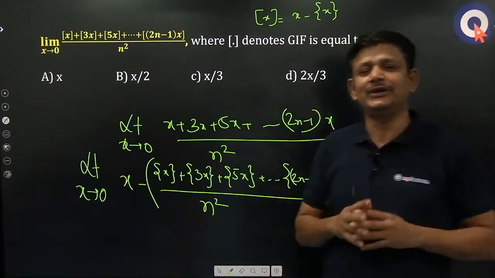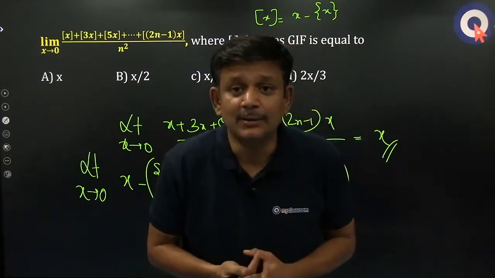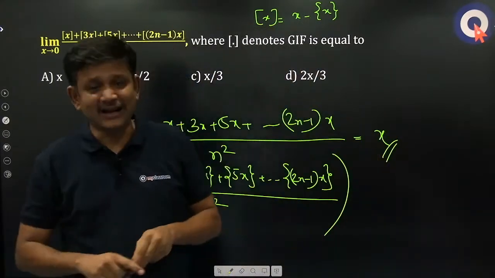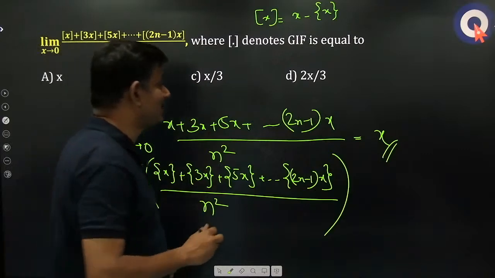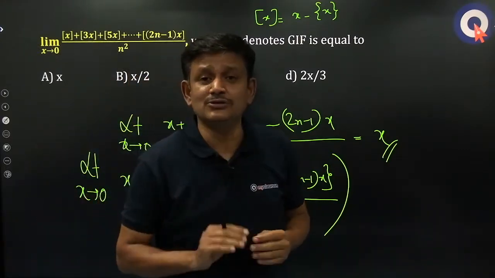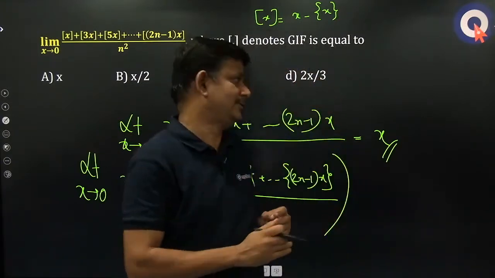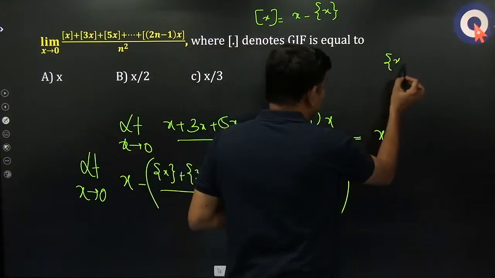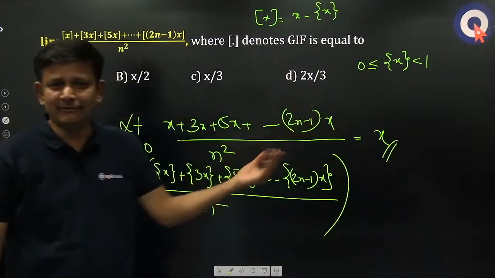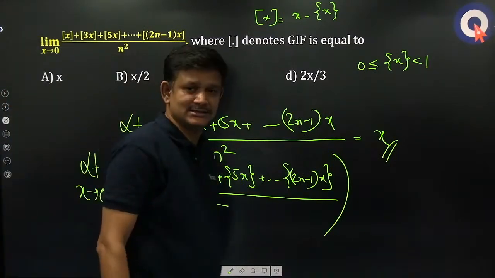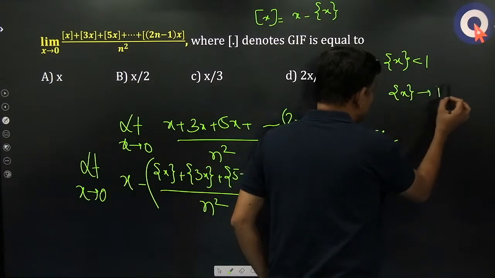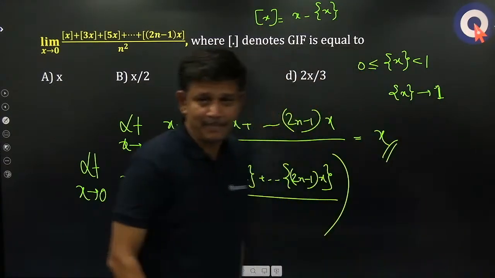Fractional part, whenever you see it, you have to understand the most important things about it. There are three important things about the fractional part of x. One, its range. Fractional part of any number will always lie between 0 and 1. It can never be 1, it can be 0 whenever x is an integer. And second thing is, it is a periodic function, periodic with period 1.